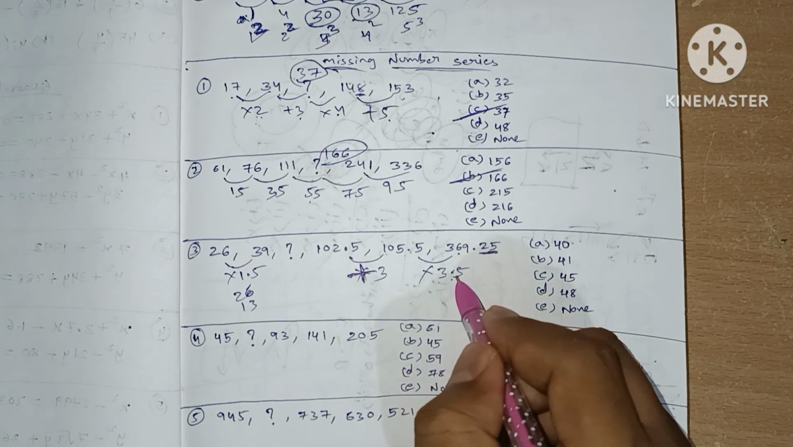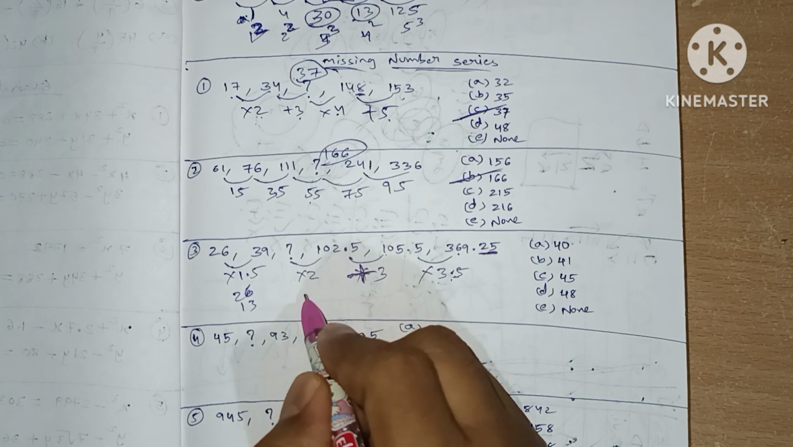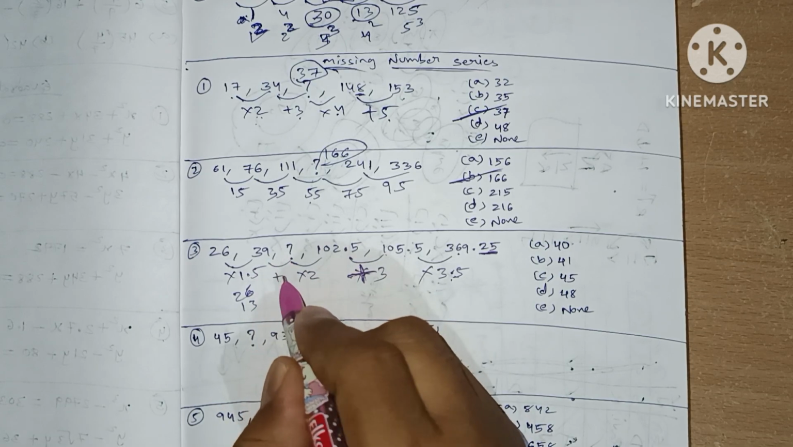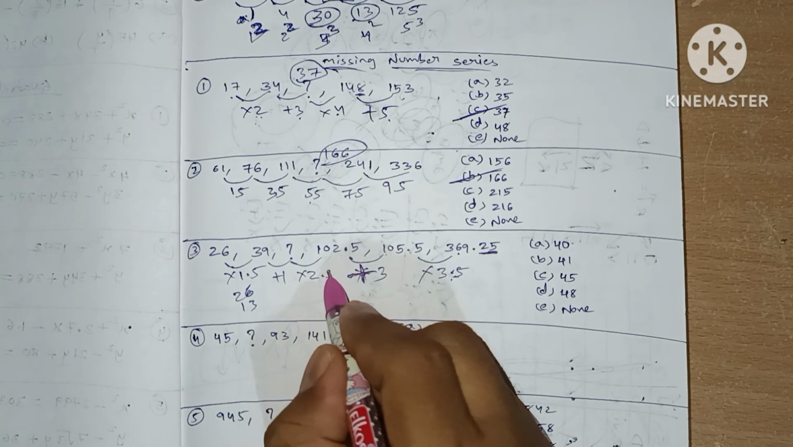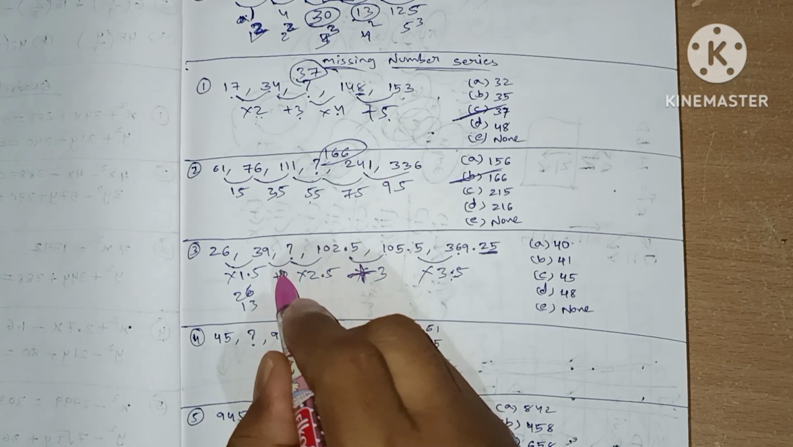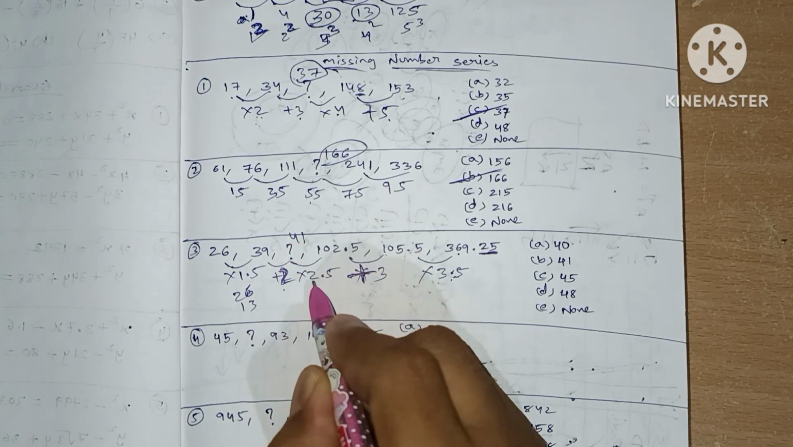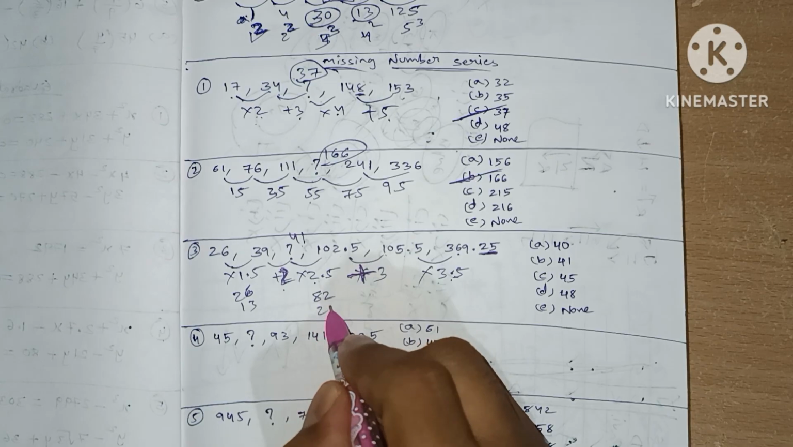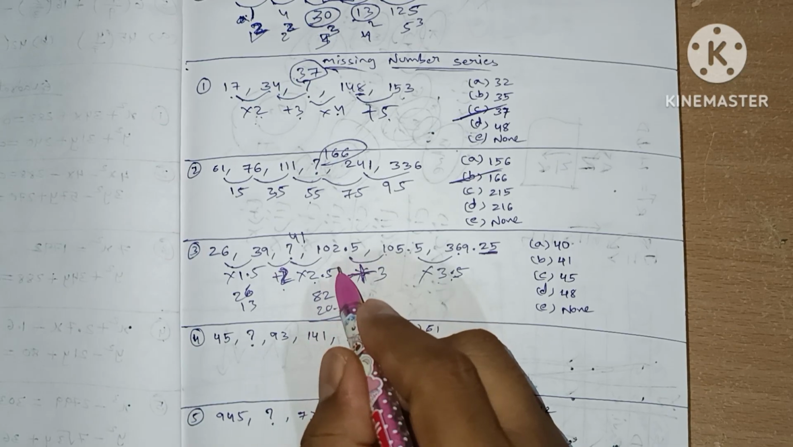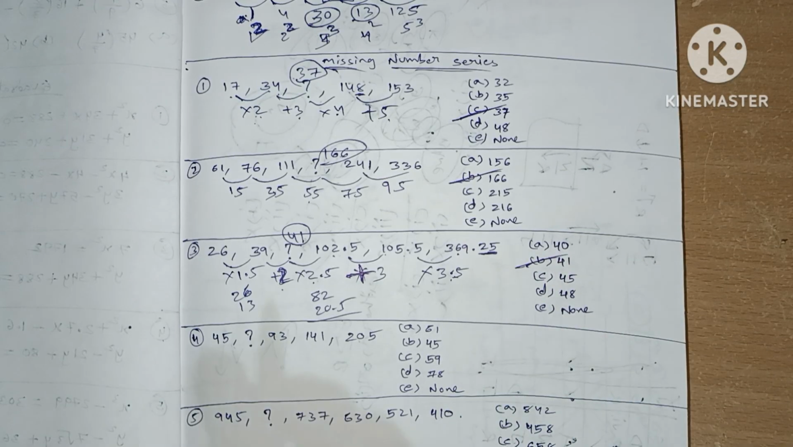be 3.5. So here it must be into 2 times, and here it must be plus 1. Wait, it is into 2.5, it is plus 2. 39 plus 2 will be 41. 41 2 times will be 82, and half of 41, which will be 20.5. We get 102.5. So 41 is our answer. Option B is our answer.